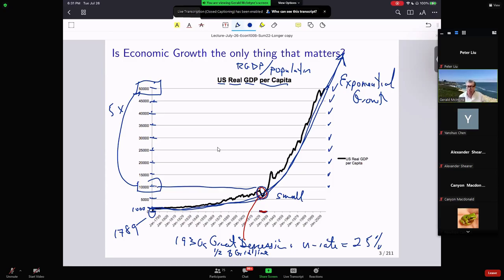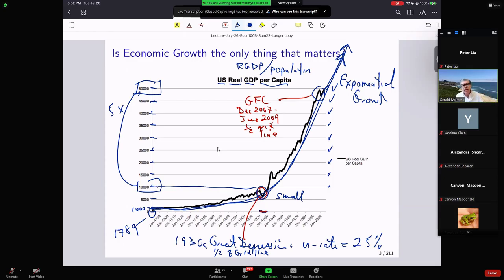There's another calamity on this graph. That's right here. I think a different color. This is the global financial crisis of December 2007 to June of 2009. And it's also one half of a grid line. And as long as the US economy continues chugging along in its very long run growth, that too will be swamped by the processes of economic growth, by growing out of that.